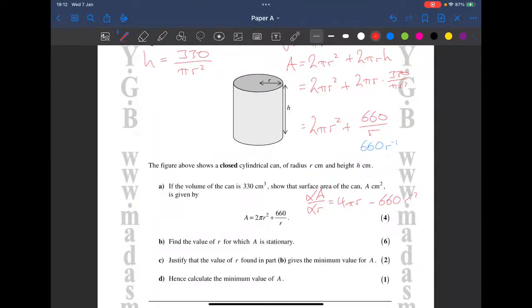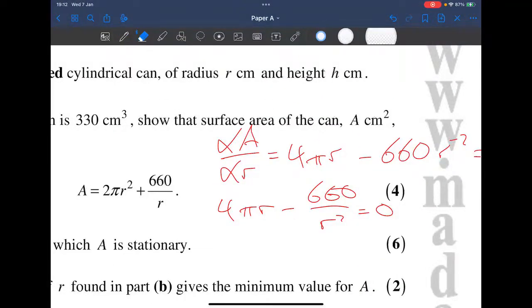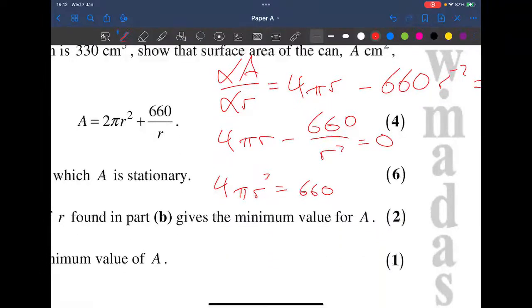We want to find when this is stationary, so this needs to equal 0. This doesn't look very nice as it is there. It's probably easier to write it as 4 pi r take away 660 over r squared is equal to 0. Solving this is a little bit nicer, because we can just add the 660 stuff to the other side. And then effectively it times in by the r squared to make r cubed on this side. I will then divide by 4. 330 is half of that, and then half again is 165.